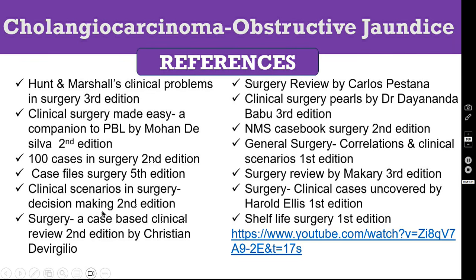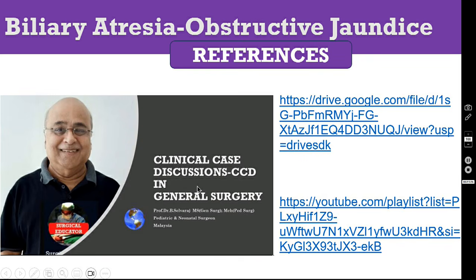These are the reference books. The first two books are problem-oriented books, excellent books, and all other books have case-based discussion or case-based questions. So you have to work through all these case-based questions in these books. And this is the link for what books are available to become a competent general surgeon. You can click this and watch that also.